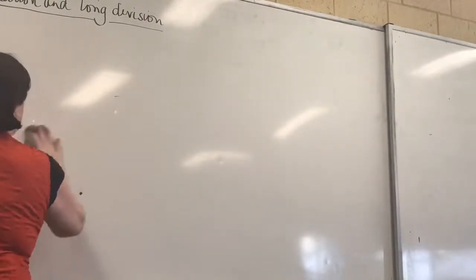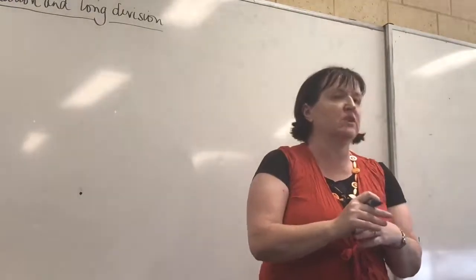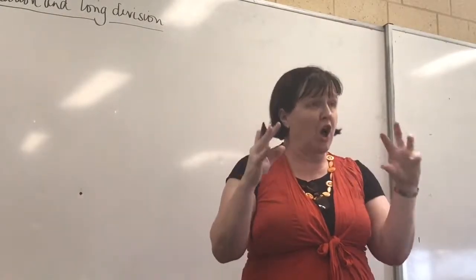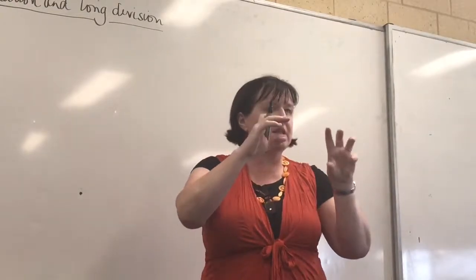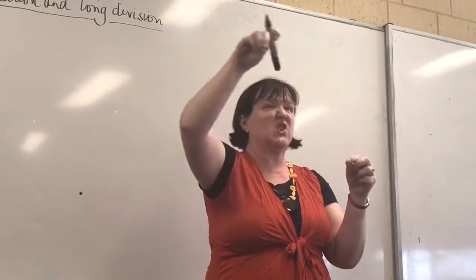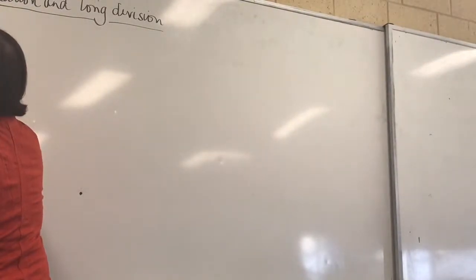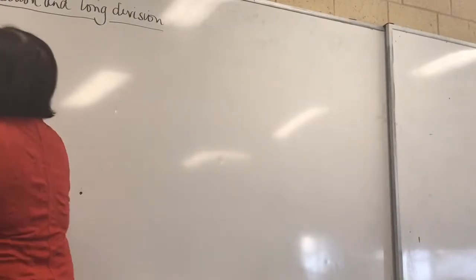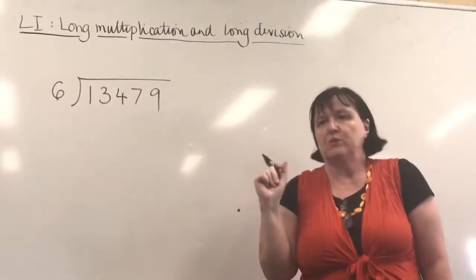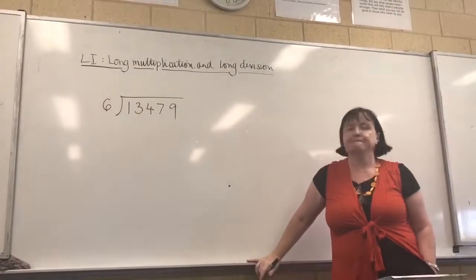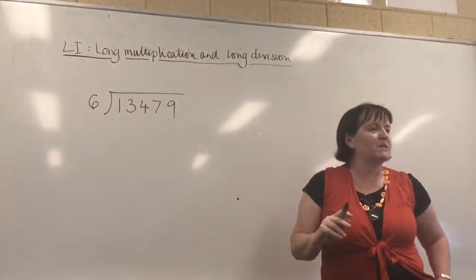Now, generally, when you're doing division, you would use your calculator, okay? But if you can't use your calculator, there is a method for doing it. Have you seen the one that in England we call the bus stop? So let's have a look at this number. We've got 6 into 1, 3, 4, 7, 9. I can't guarantee it won't have a remainder because I'm just making it up, but if there's a remainder, we'll deal with it when we get there. So this bit here is your bus stop.